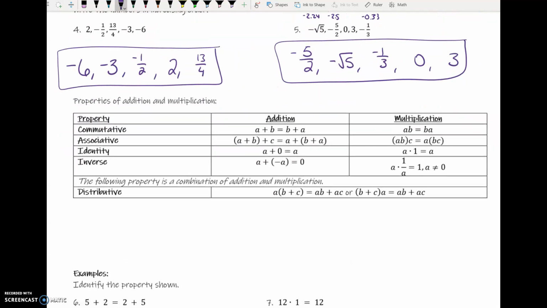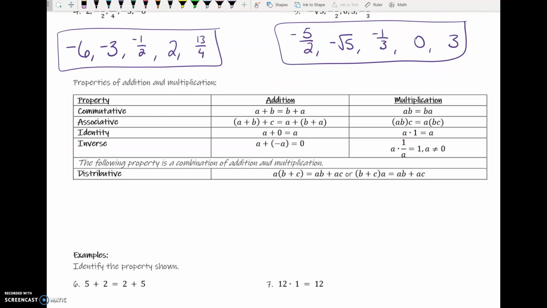Next up is properties. Now, technically, this first property that I'm highlighting in yellow is called the commutative property of addition.